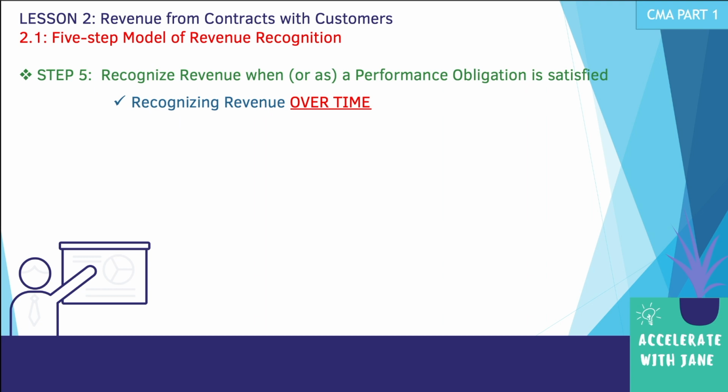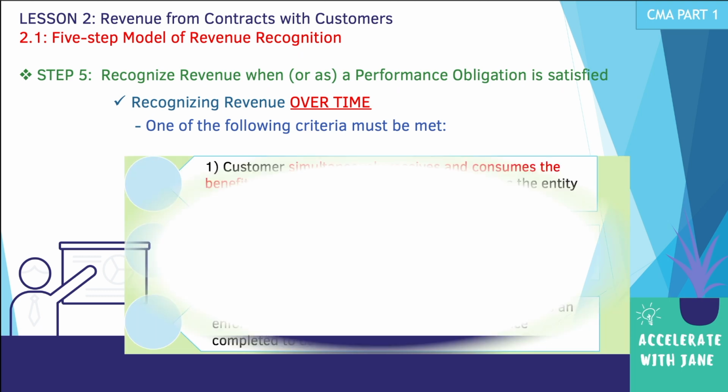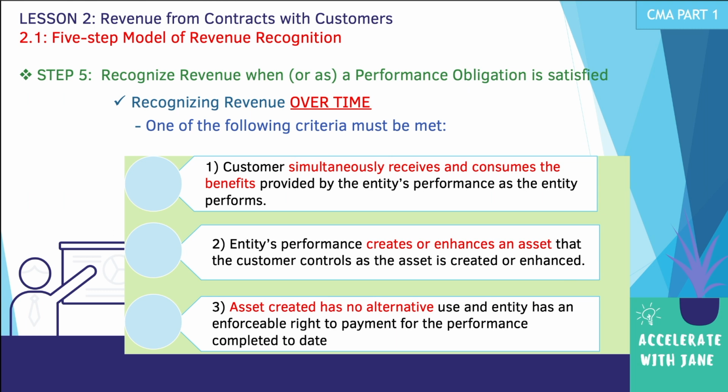So when recognizing revenue over time, we have certain criteria, and at least one of the following must be met so that revenue will be recognized over time. First is when a customer simultaneously receives and consumes the benefits provided by the entity's performance as the entity performs. Second is when the entity's performance creates or enhances an asset that the customer controls as the asset is created or enhanced. Third is when an asset created has no alternative use and the entity has an enforceable right to payment for the performance completed to date. Alright, so please memorize this.